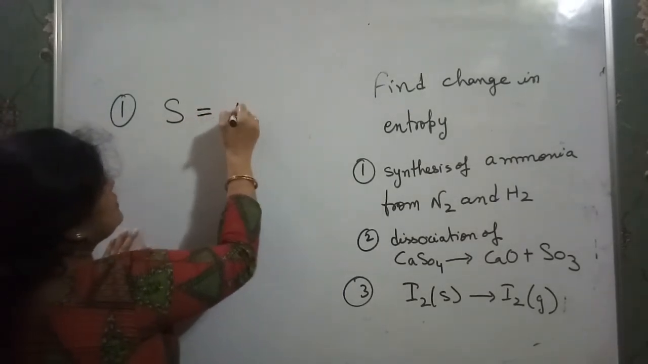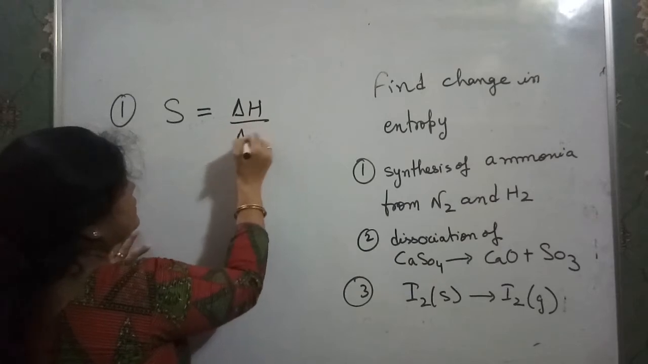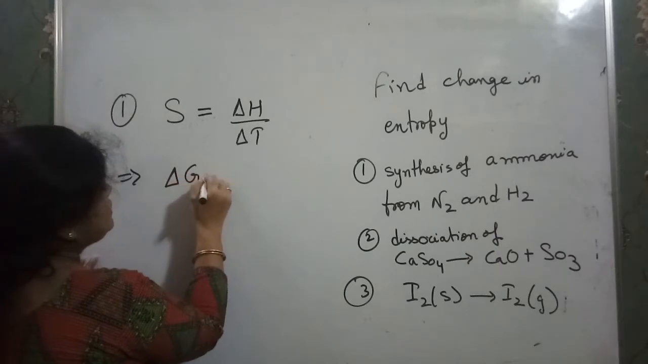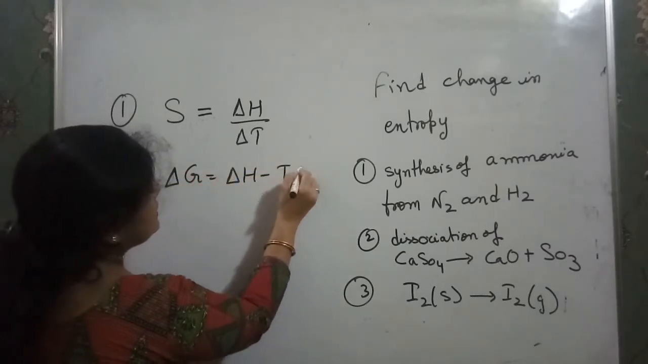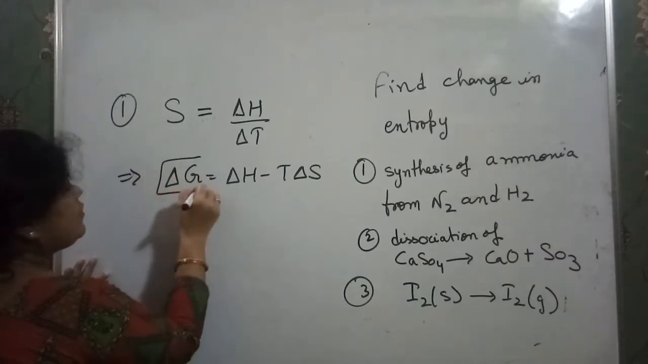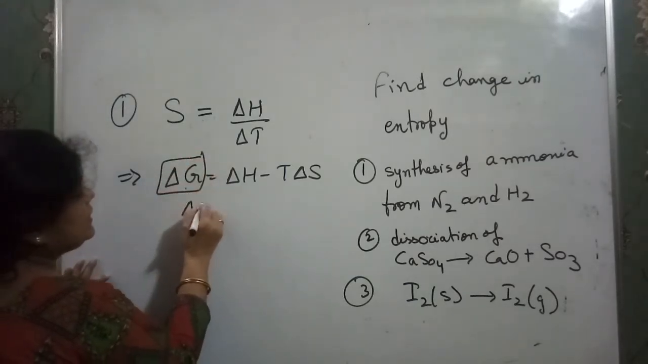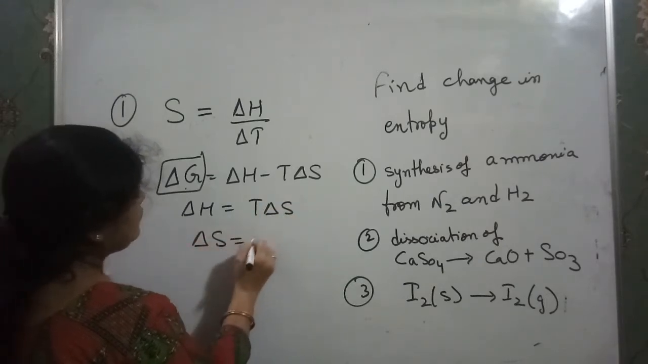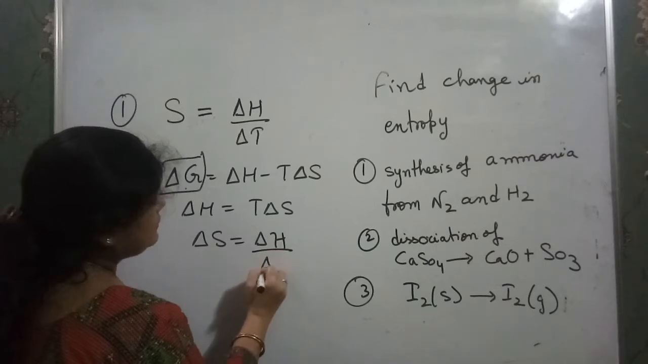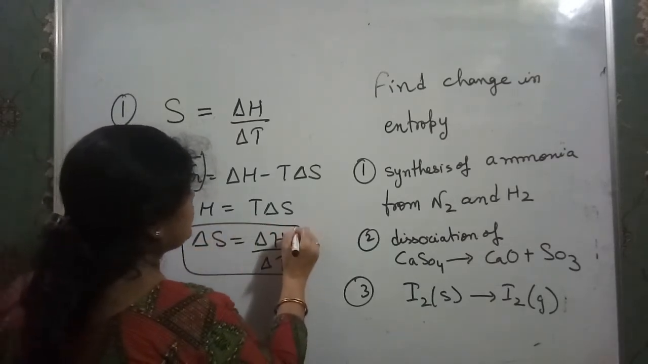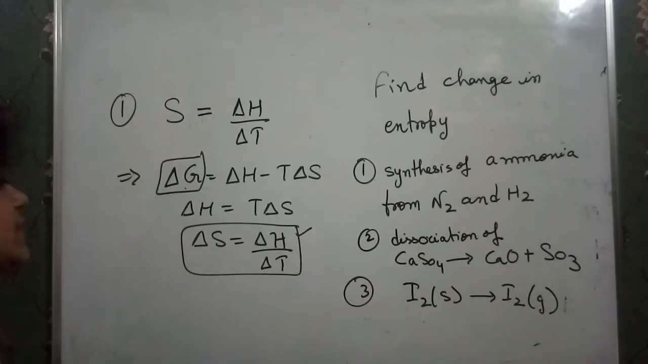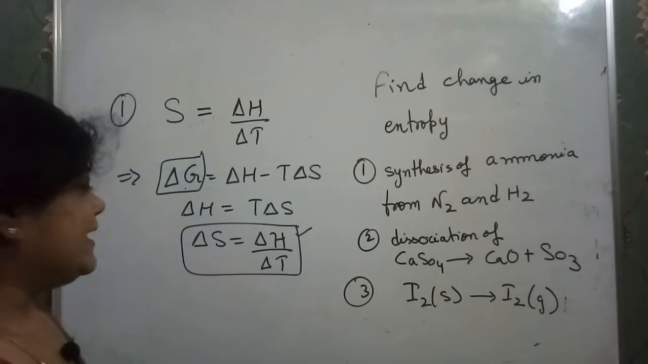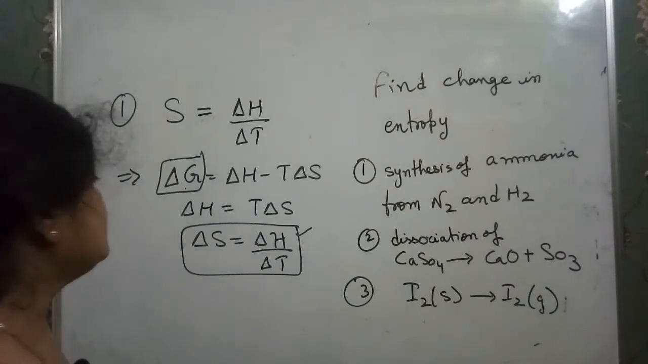Formula for entropy is delta H over delta T. From where does it come? As we know from the Gibbs energy theorem, delta G is equal to delta H minus T delta S. So at the time of equilibrium, when it becomes 0, delta H is equal to T delta S, and from here we have the formula for entropy, delta H over delta T. So this is the first formula when there is a conversion of one state to another, for example water changes into ice, ice changes into water, or water changes into water vapor.